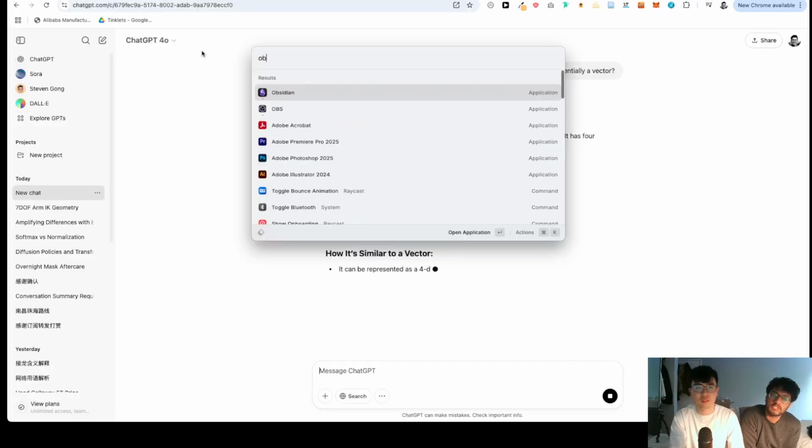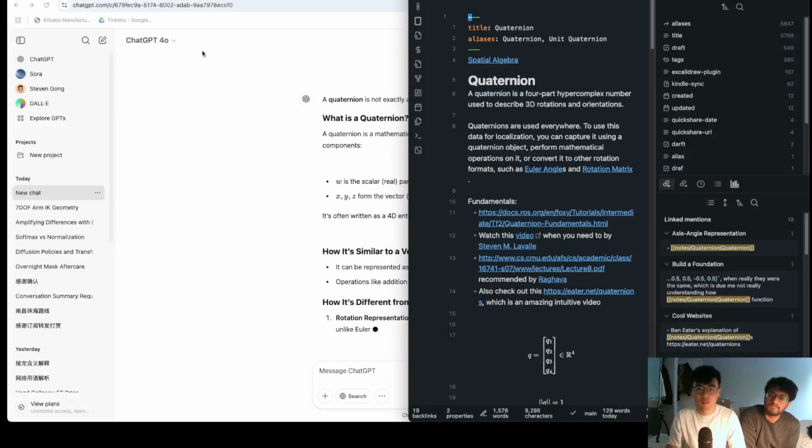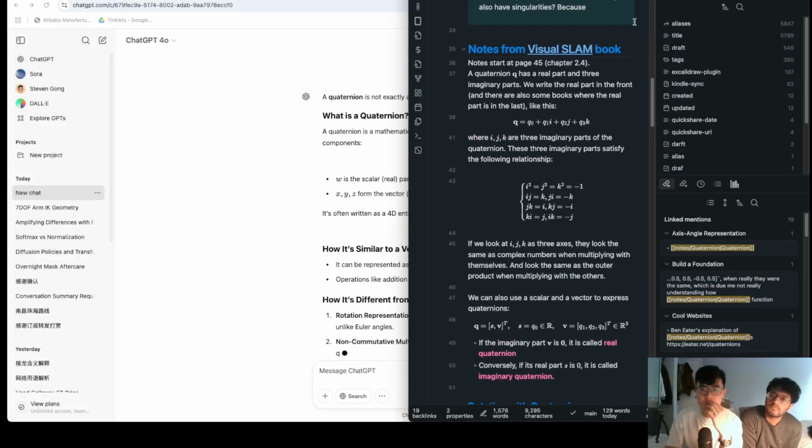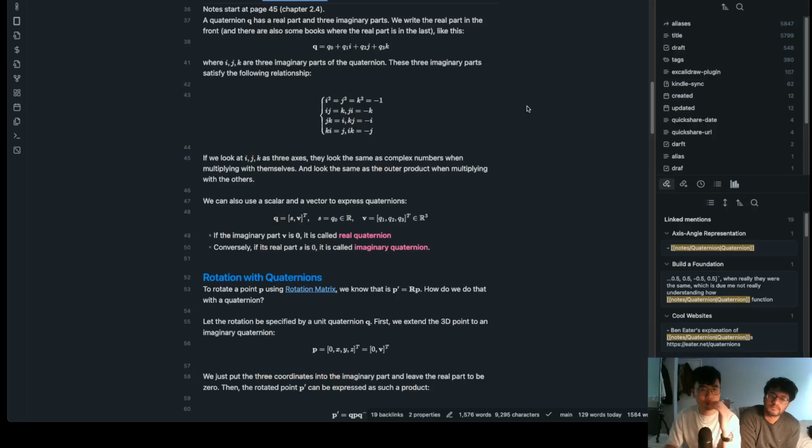I have the properties here. In the Visual SLAM book, that's where I learned my quaternions.